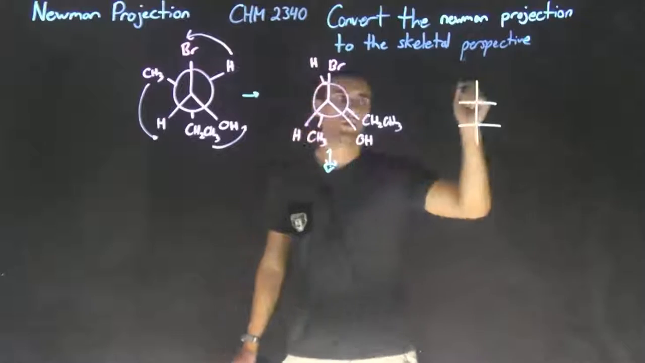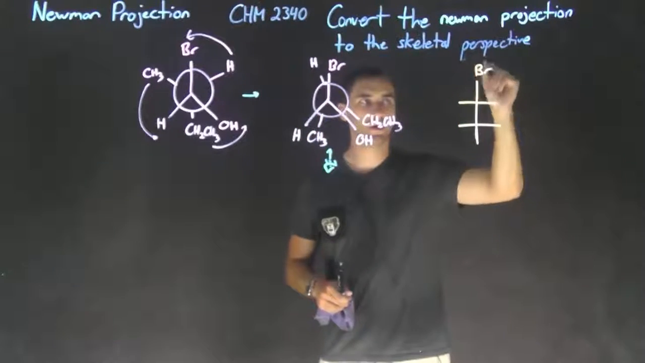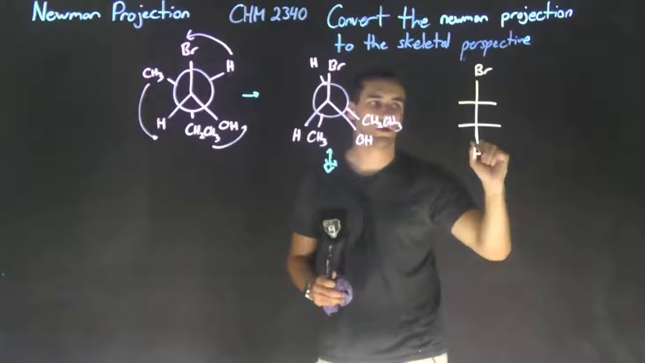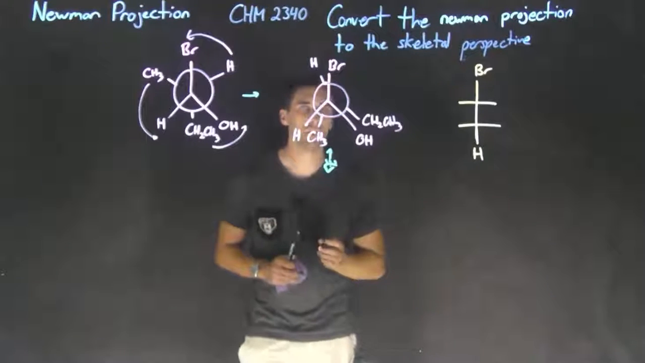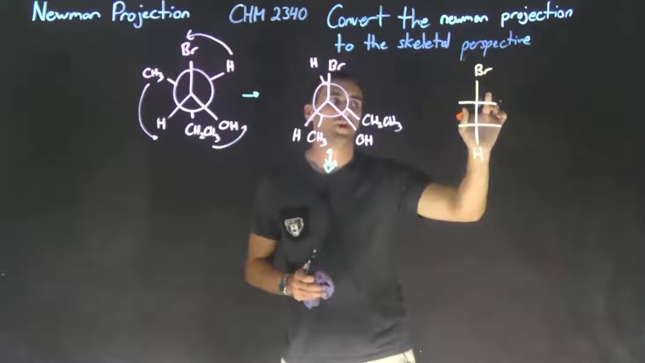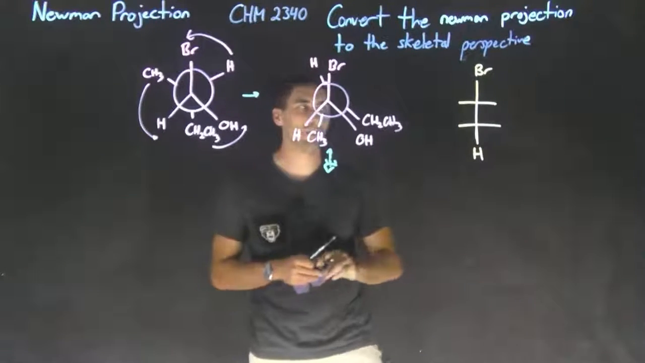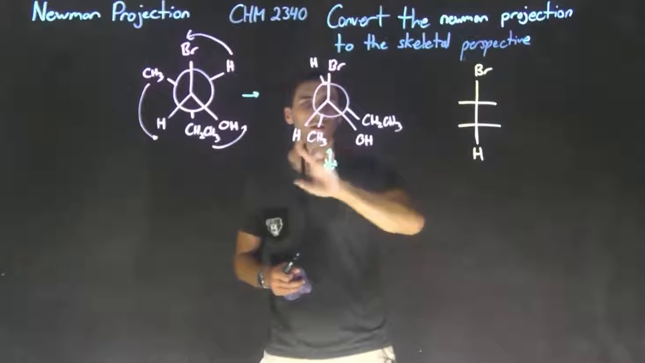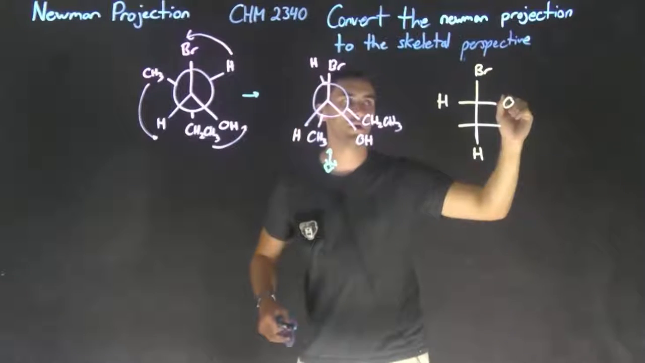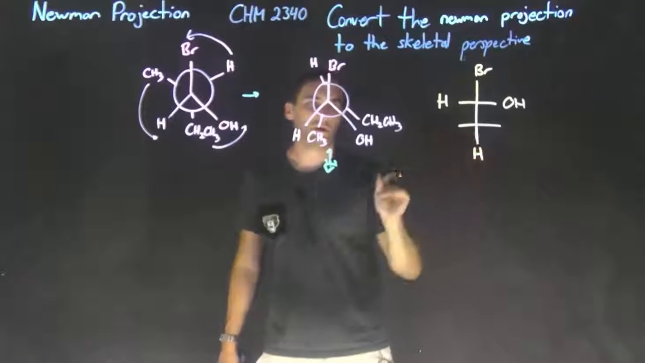So we can see that bromine is going to be here at the top on our front carbon, right here. Hydrogen is going to be at the bottom. Now, for the front carbon, we have a bromine, hydrogen, and hydroxy group. Here's our front carbon. Hydrogen is on the left, so we'll keep it on the left. Hydroxy is on the right. And the same thing for the other carbon.